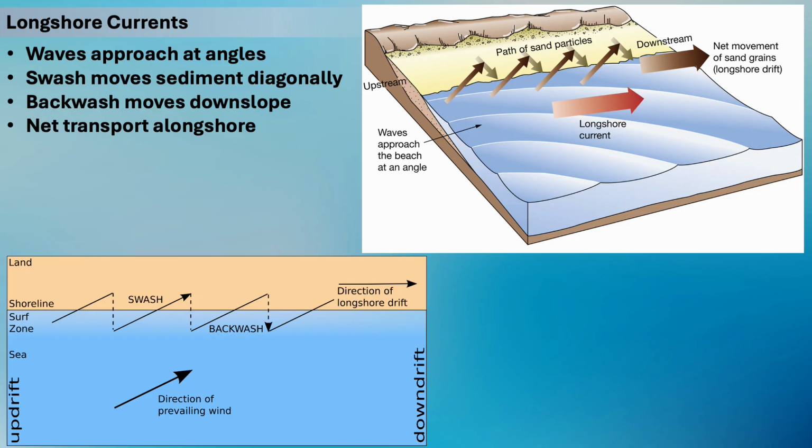So sediment grains are pushed diagonally up the beach and then pulled straight back downward. This results in a zigzag path. Over many waves, that zigzag motion produces a net movement of sediment parallel to the shoreline. This is called longshore transport, and the moving water responsible is the longshore current.